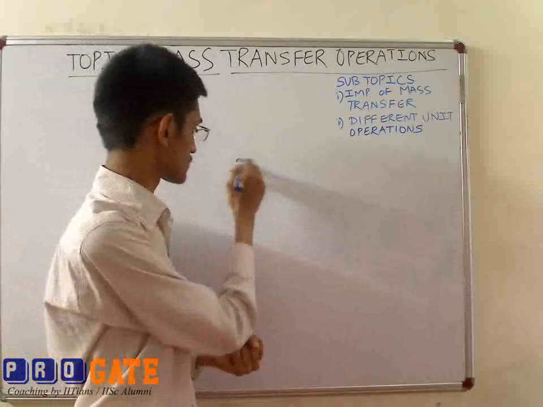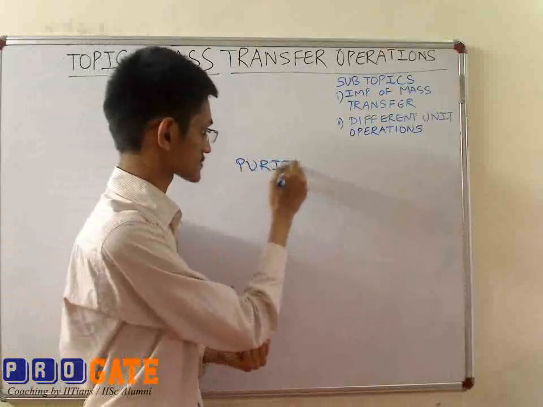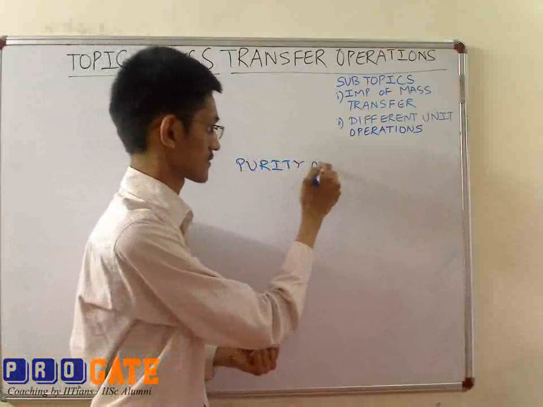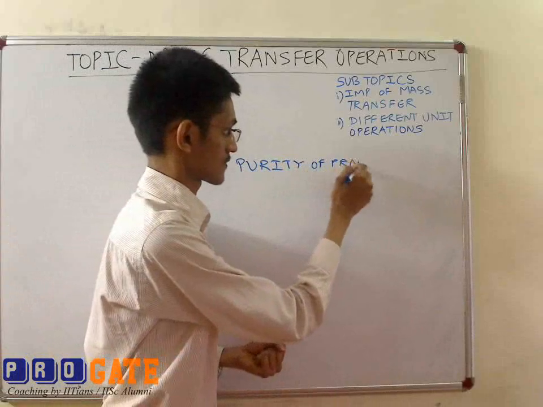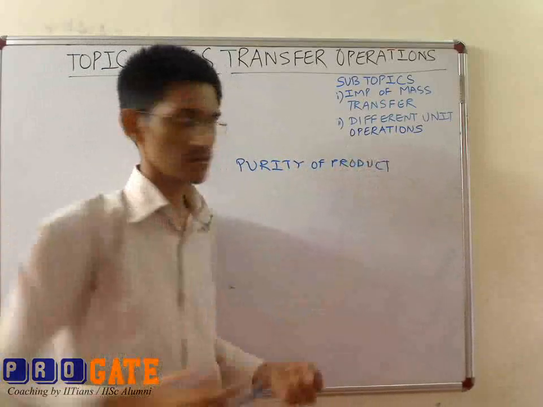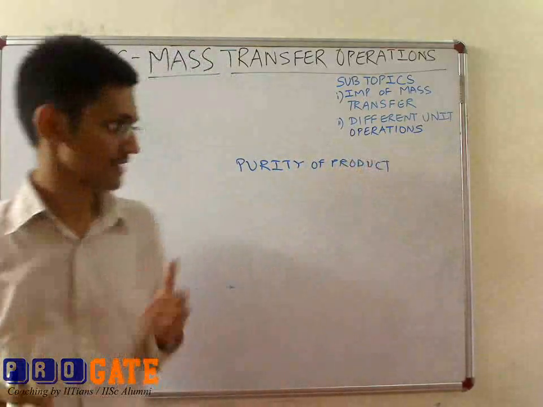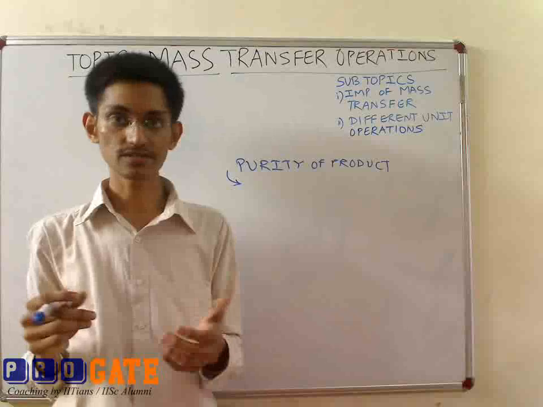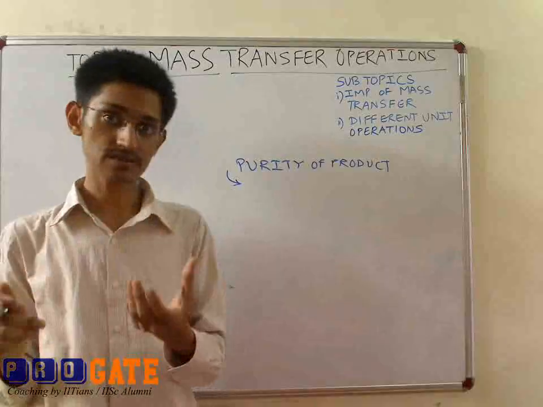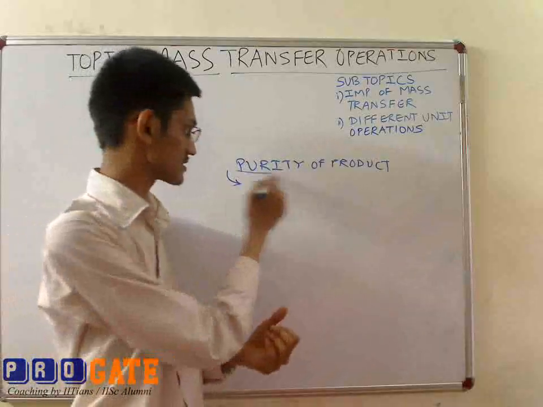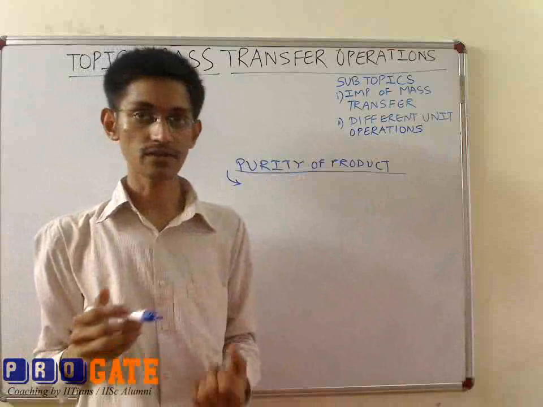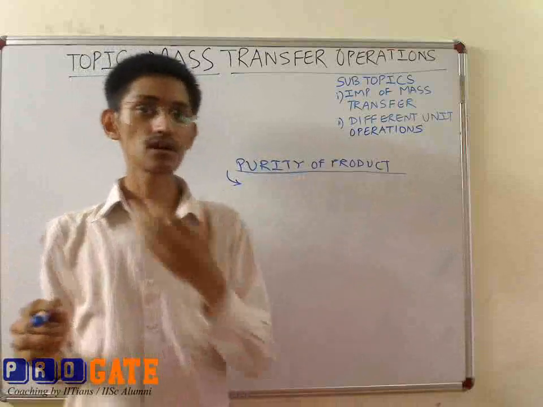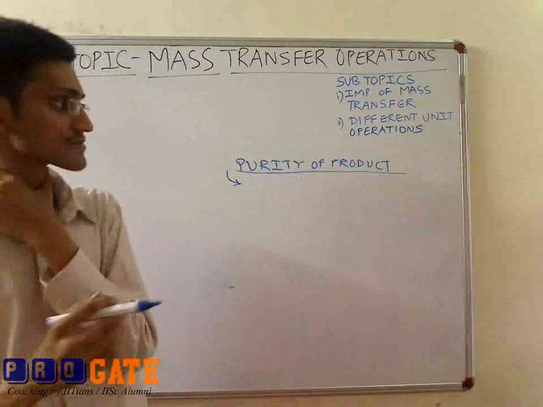So the purity of the product initially depends on the type of the reactor and then on the separation process. Finally, it's the separation process which helps us to recover the product with the required purity. So let's see how mass transfer plays an important role in separation.